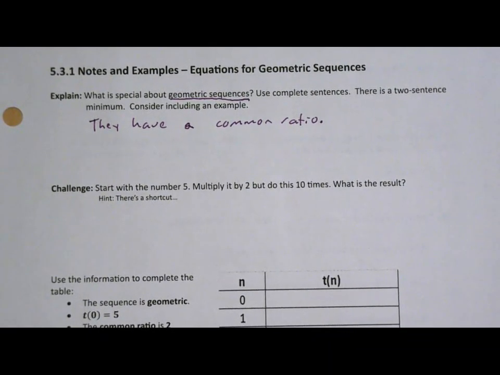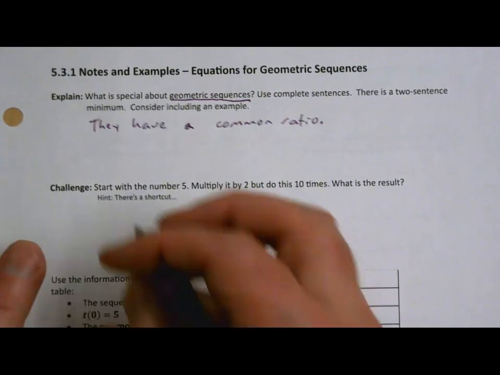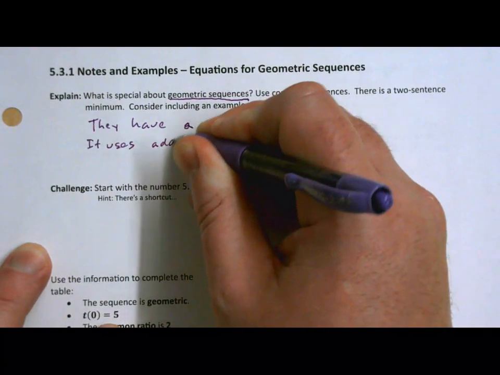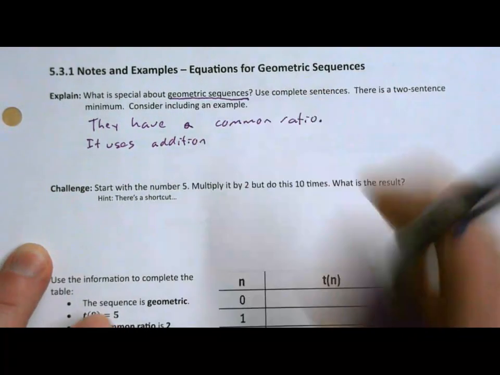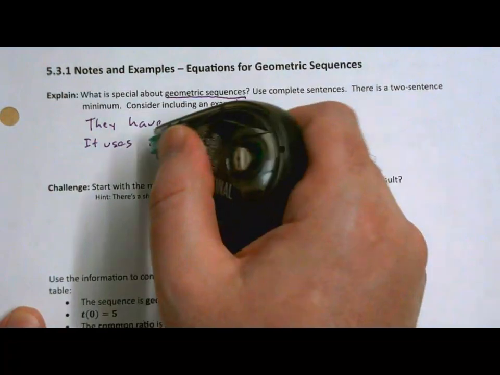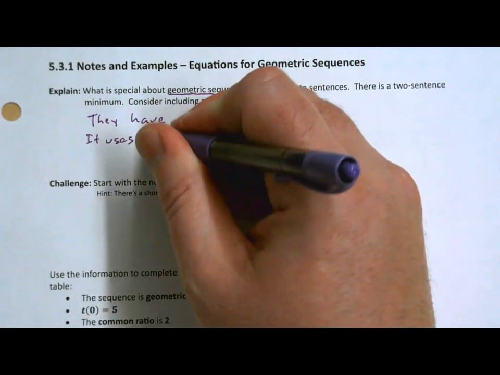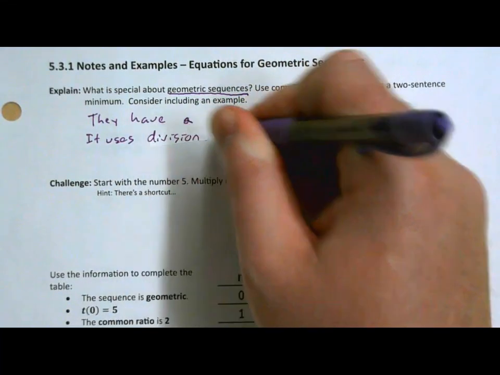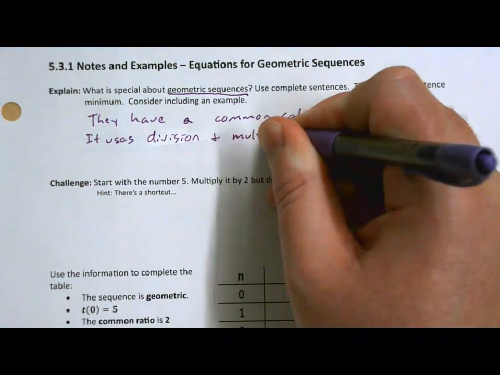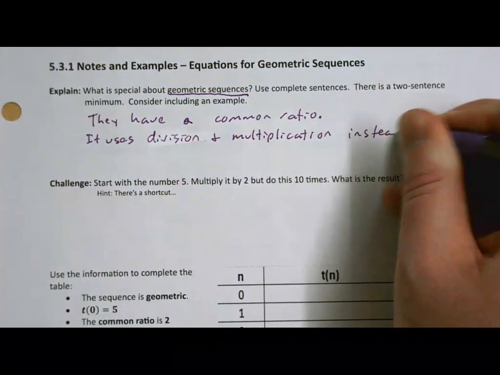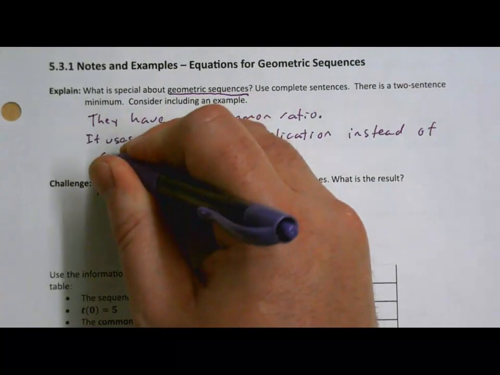Yeah, something maybe. What did you say? Oh, that is awesome. I love that. You said division and multiplication instead of addition and subtraction.